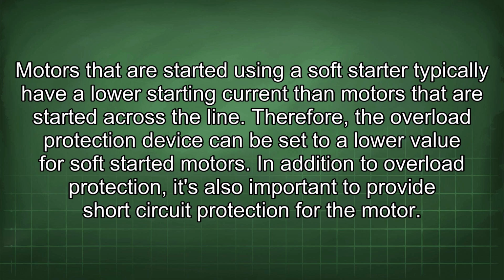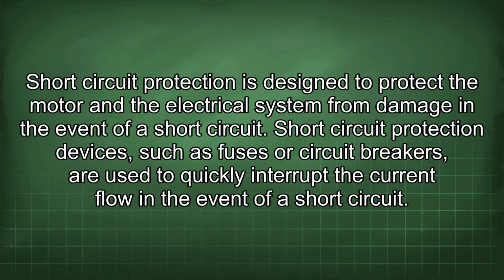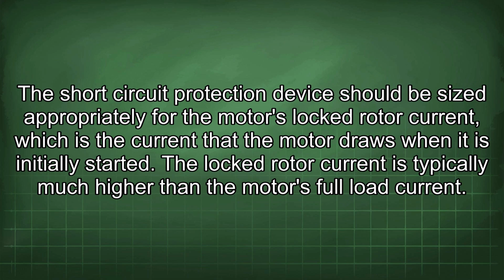In addition to overload protection, it's also important to provide short-circuit protection for the motor. Short-circuit protection is designed to protect the motor and the electrical system from damage in the event of a short circuit. Short-circuit protection devices, such as fuses or circuit breakers, are used to quickly interrupt the current flow in the event of a short circuit. The short-circuit protection device should be sized appropriately for the motor's locked rotor current, which is the current that the motor draws when it is initially started.